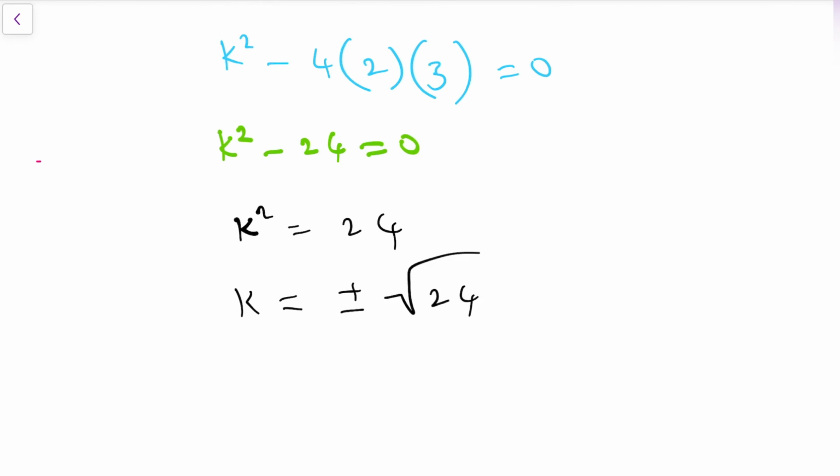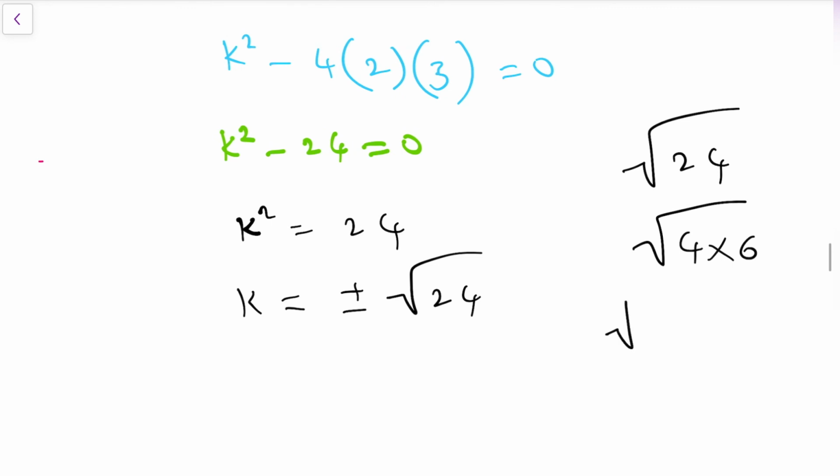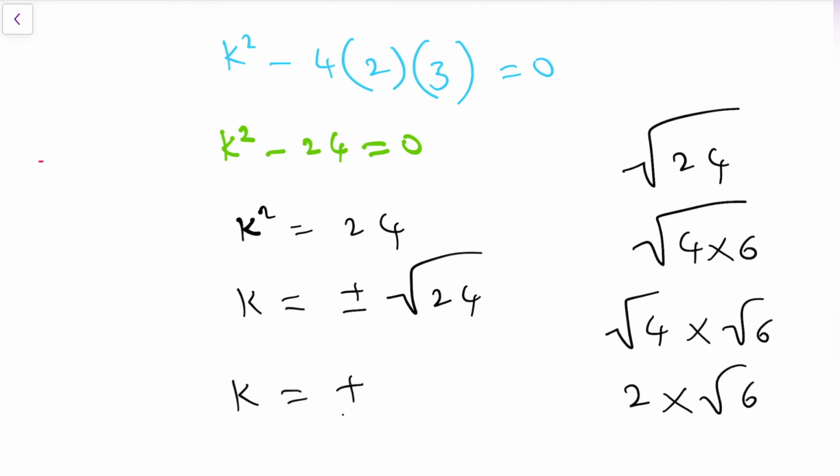Now is there any chance to simplify this root 24 further? Yes, of course. Let us check it out. Root 24 can be written as root of 4 times 6. The same way, this can be expressed as root 4 into root 6. So root 4 is nothing but 2, into root 6. So the k value is plus or minus 2 root 6.